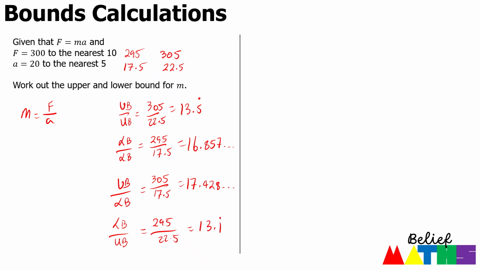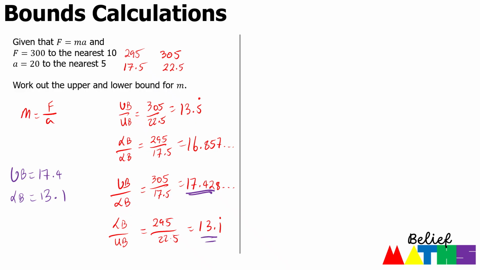And now you can see from this, well, our upper bound then must be this biggest one here. So our upper bound is 17.428. So let's just round that, 17.4. And our lower bound is the smallest one, which is 13.1. Upper bound 17.4, lower bound 13.1, because they're the biggest and smallest value.